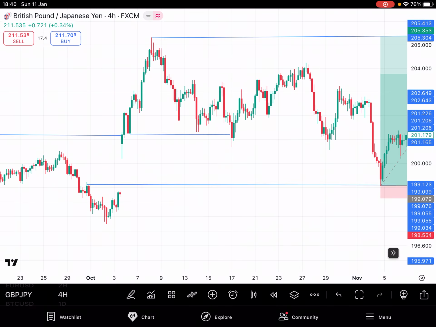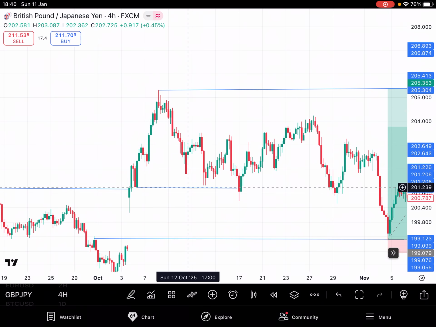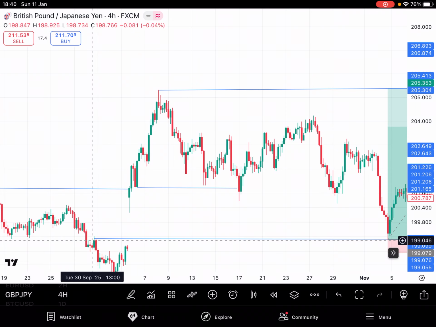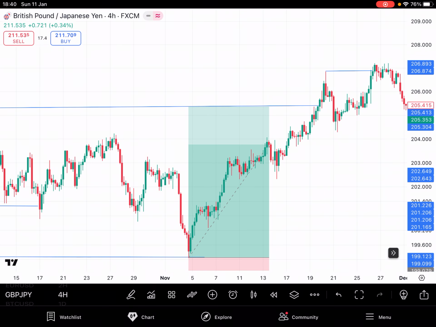The confirmation begins from here. Why? Because we had the break of structure to the upside. And what happens here? We had an inducement here. So obviously the next point of interest should be this breaker block. And what happened when price got there? Price tapped the breaker and then went straight to TP. That is for the 4 hour time frame.